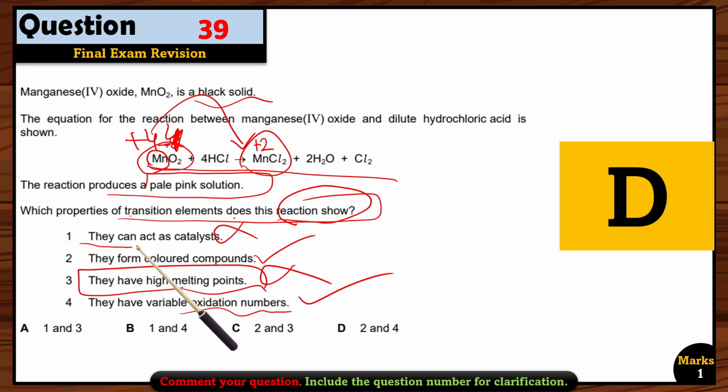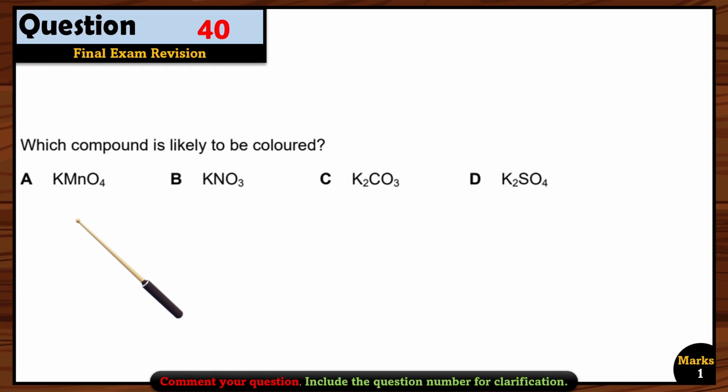We already know that transition metals act as a catalyst, but this is not the property which is shown in this reaction. So your answer should be only according to this reaction. I hope this point is clear to you. Now let's see another question.